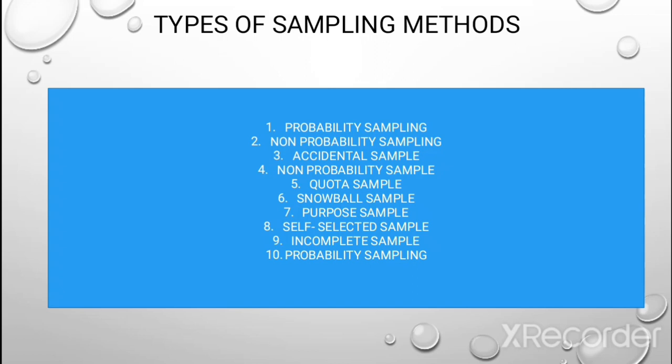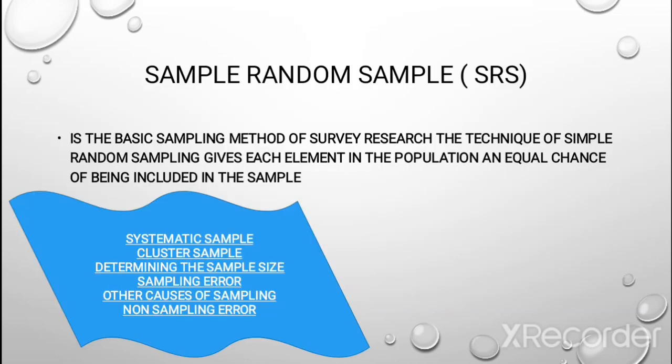Probability sampling. The primary purpose of sampling is to select elements that accurately represent the total population from which the elements were drawn. Simple random sample is the basic sampling method of survey research. The technique of simple random sampling gives each element in the population an equal chance of being included in the sample. Systematic sample.